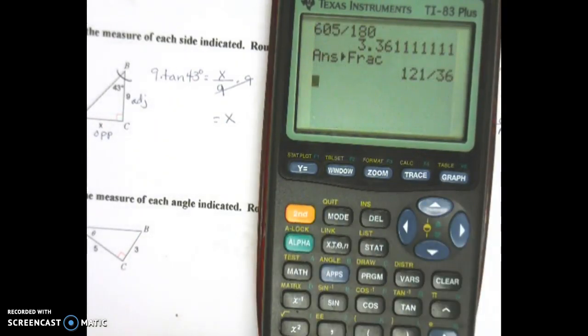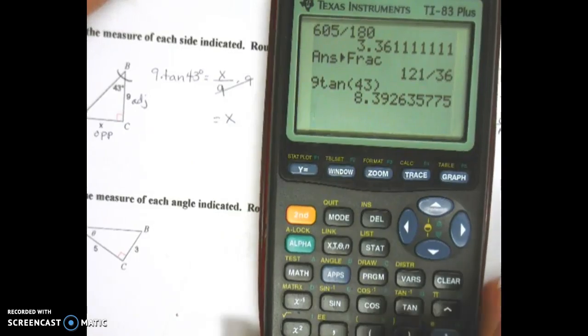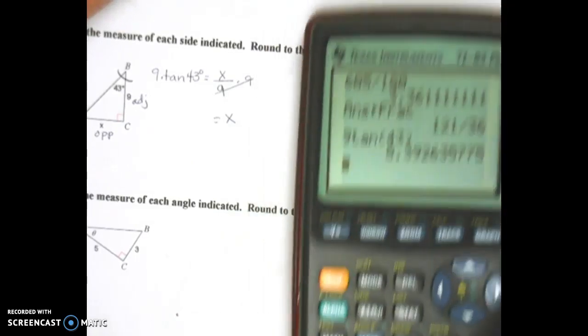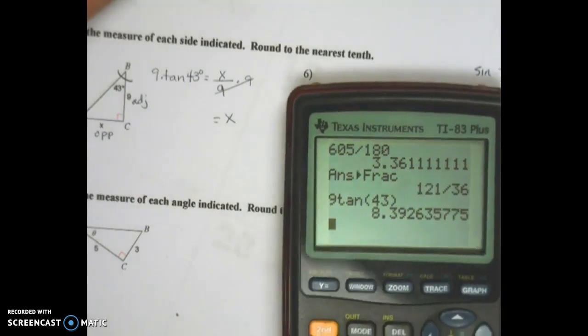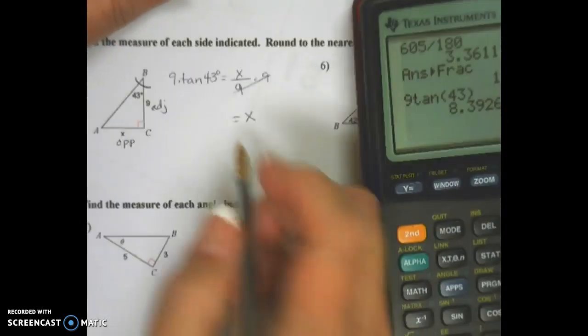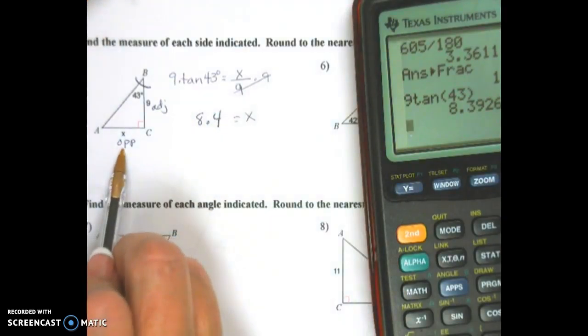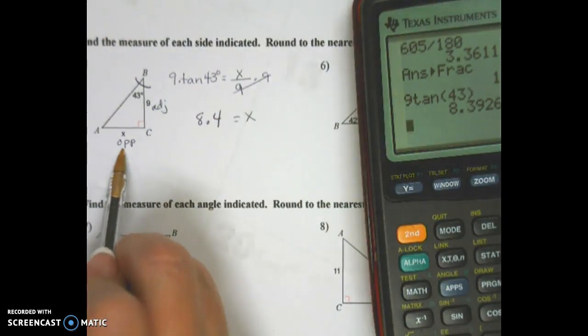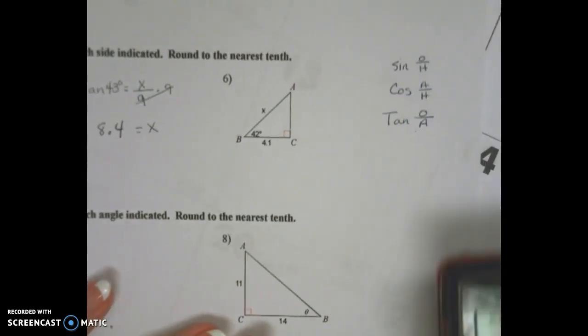So, I have 9 times the tangent of 43 degrees. Enter. And my answer is 8.39. It says to round to the nearest tenth. So the 9 tells my 3 to go up to a 4. So 8.4 would be my opposite side. 8.4.